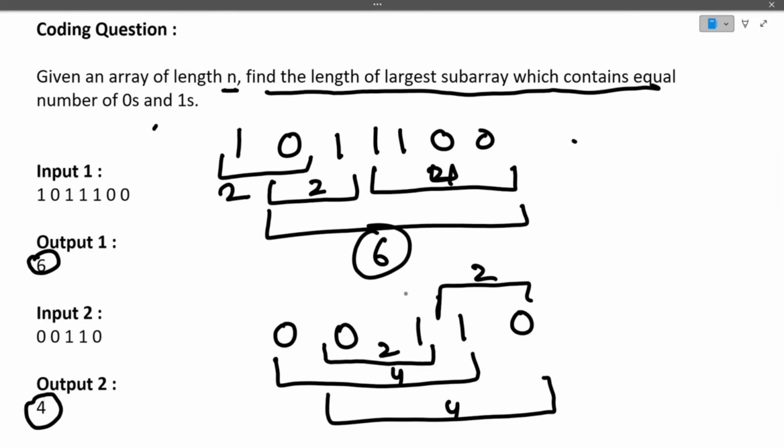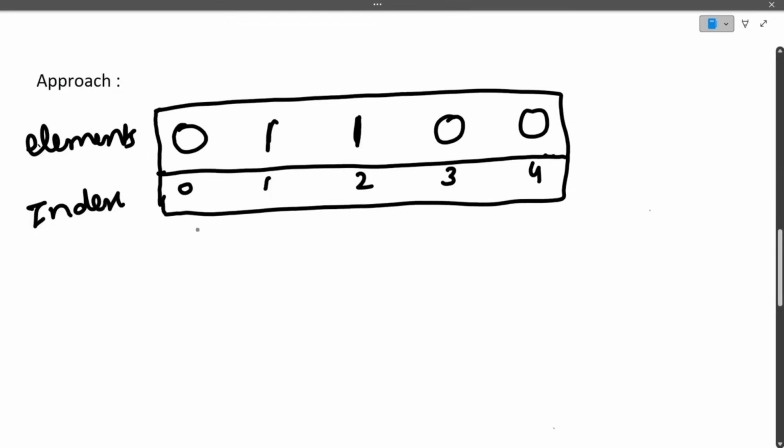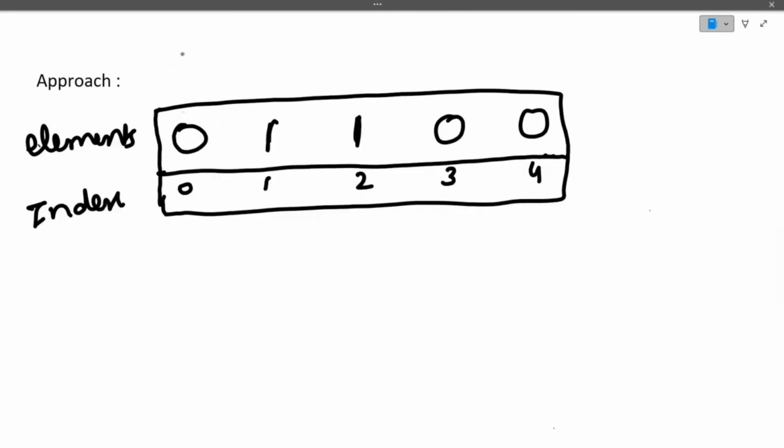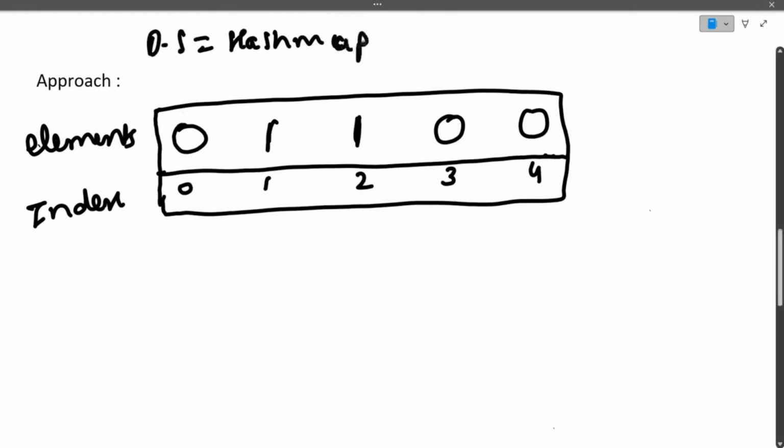Through the approach of this question, we will learn two important concepts and one data structure that will be involved in solving this question. So now let's move towards the approach. Guys, we will be learning two things here. One is a new data structure, that is a hash map. And second is a new approach.